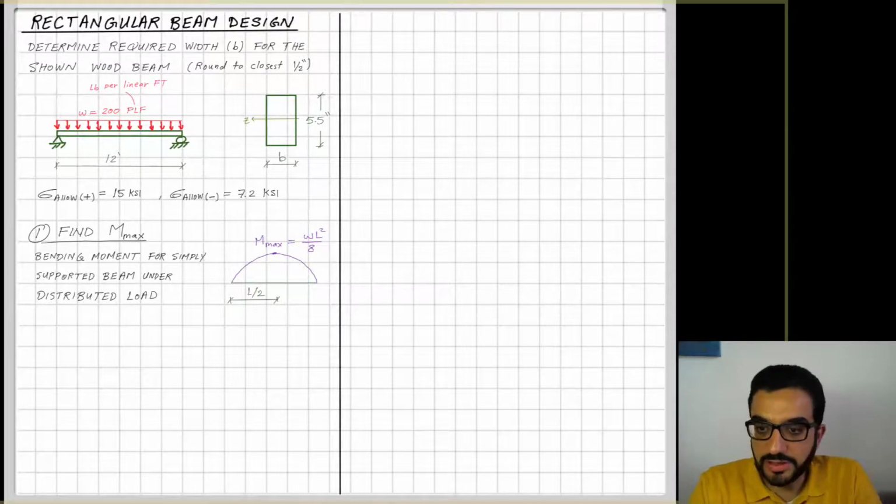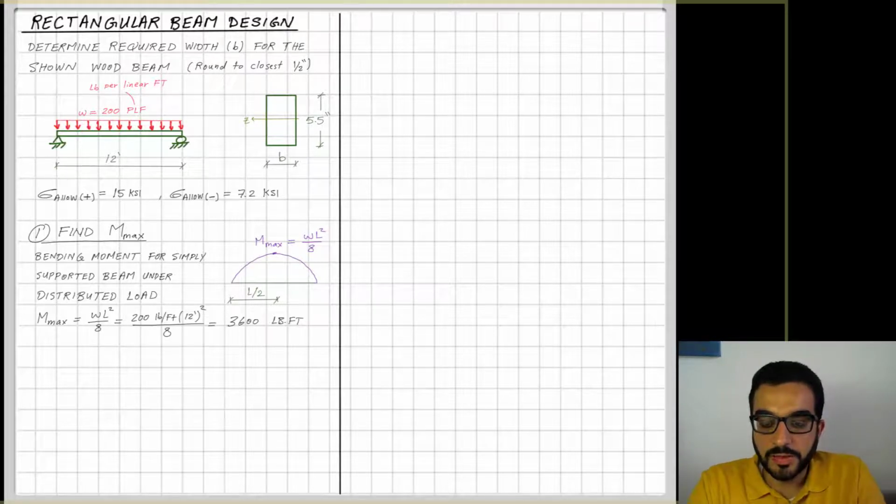We're focused on how to deal with stresses and size rectangular beams for that. So let's say you did the statics and the shear and moment diagrams, try it maybe yourself, and you'll find that it's equal to WL squared over 8. And W here is 200 pound per linear foot, and the length here is 12 feet, over 8. That will give us 3,600 pound-feet moment.